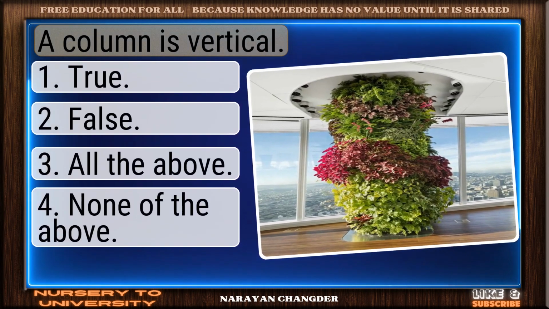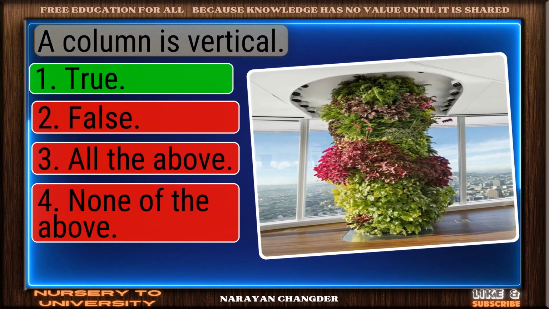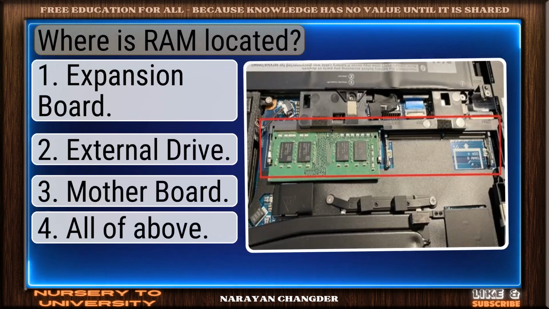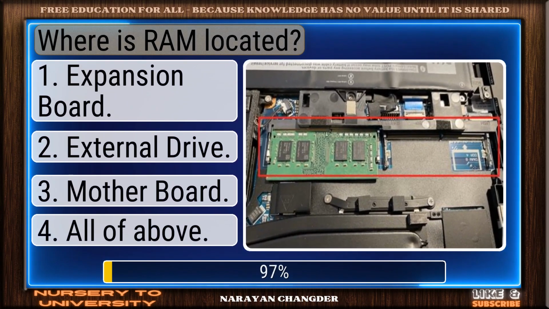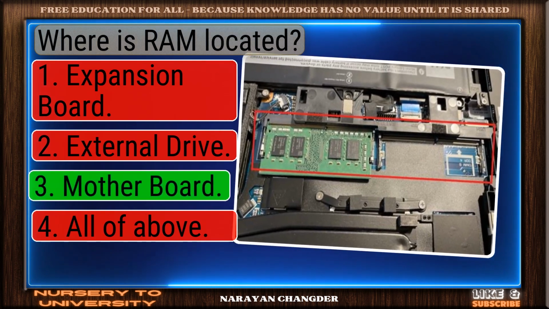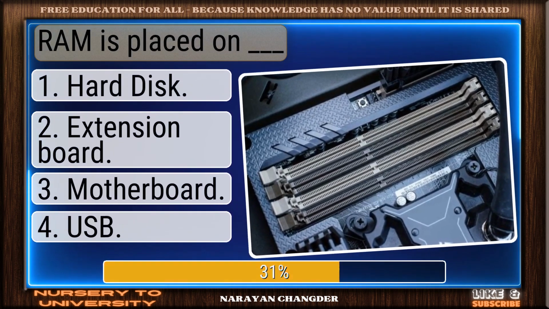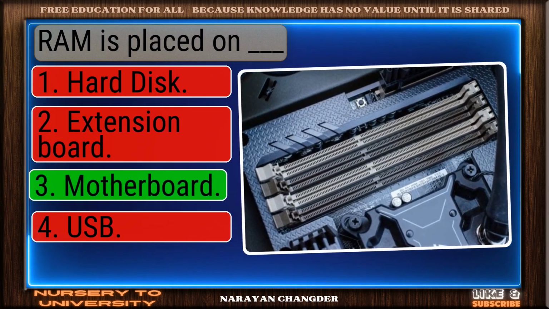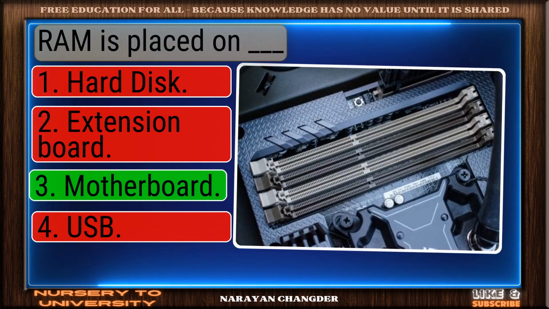A column is vertical. Smart pick. True is the correct choice. Where is RAM located? Perfect. Motherboard is the correct choice. RAM is placed on dash. Correct. Motherboard is the right answer.